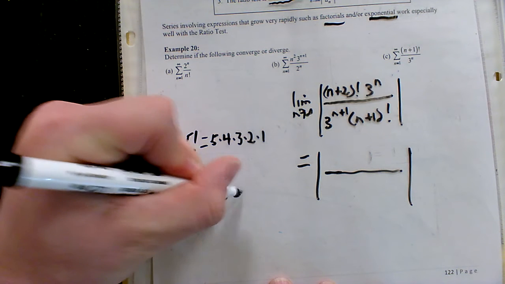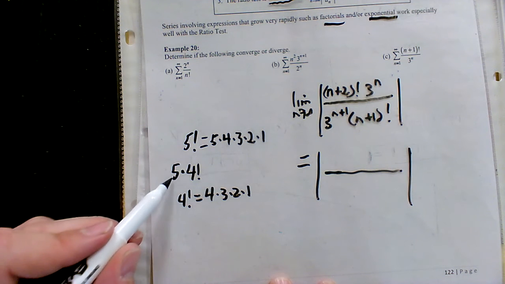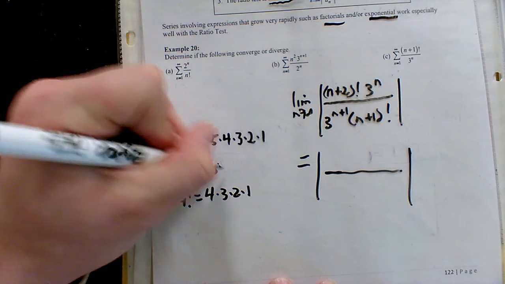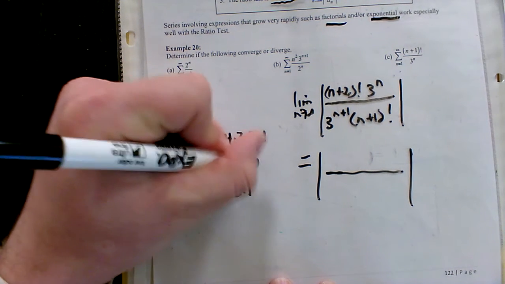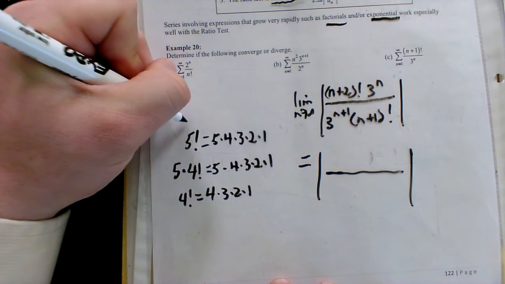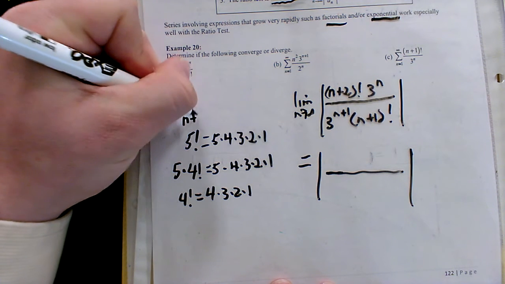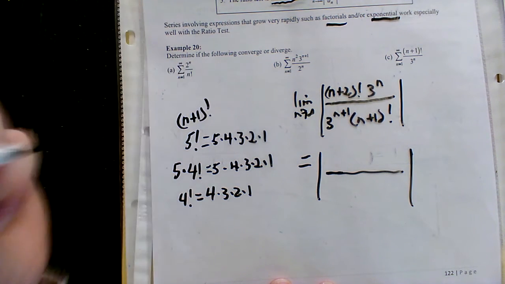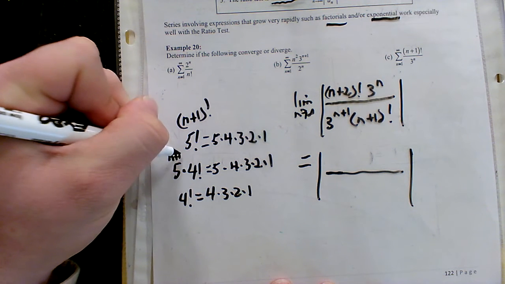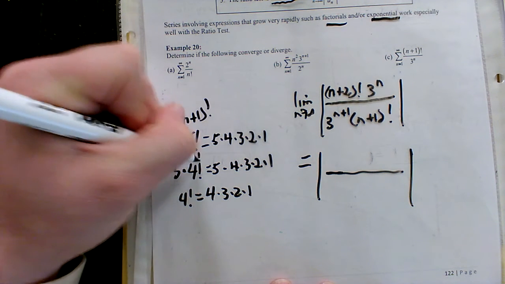4 times 3 times 2 times 1. But what if I do 5 times 4 factorial? Well, I would have 5 times 4 times 3 times 2 times 1. So these are the same. This is like saying, in terms of that one problem, n plus 1 factorial, and this would be your n plus 1 to the n factorial.